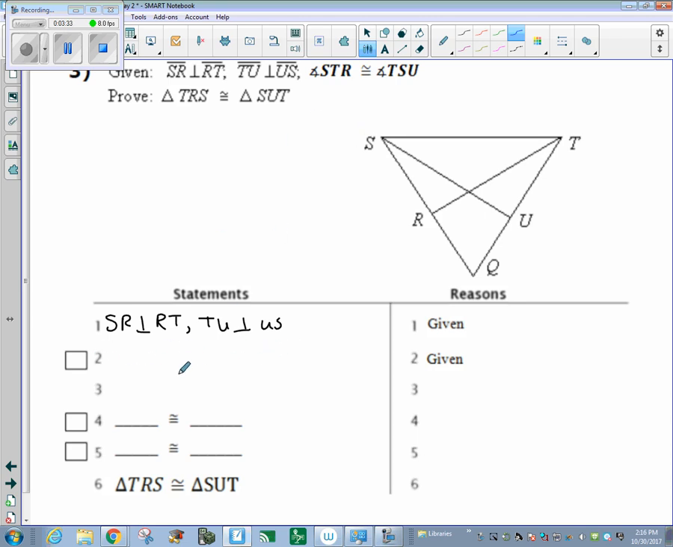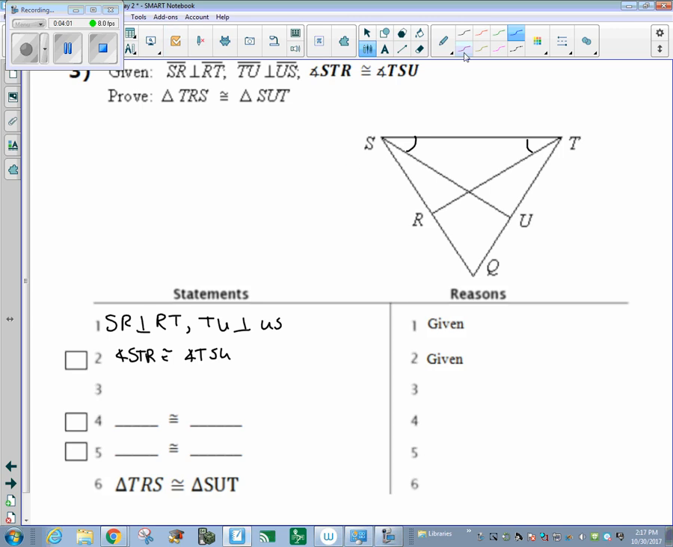Because remember, we're pretty much always looking for angles and sides as we do this. And so if I have a pair of angles given to me or a pair of sides given to me in the given statement, that's going to be kind of important. So angle STR is congruent to angle TSU. So STR, this angle right here, is congruent to that angle right there.